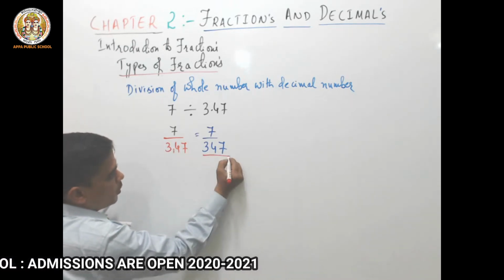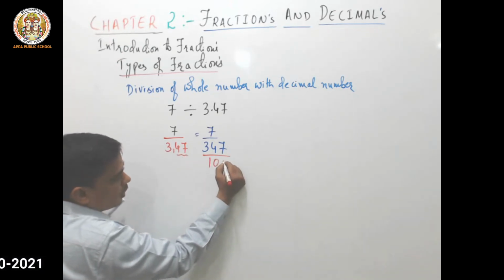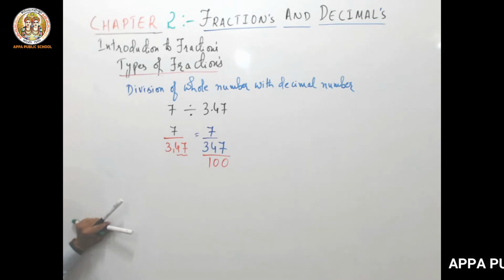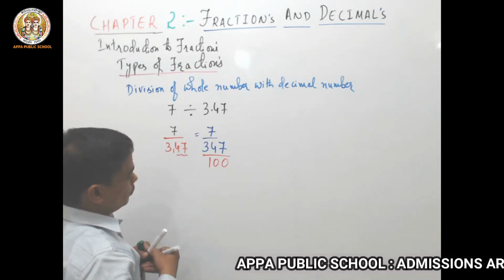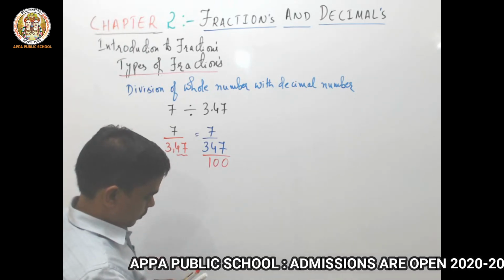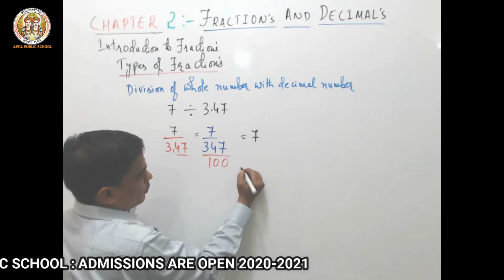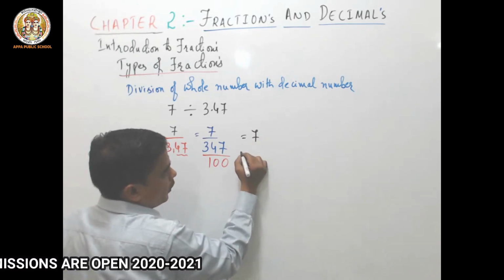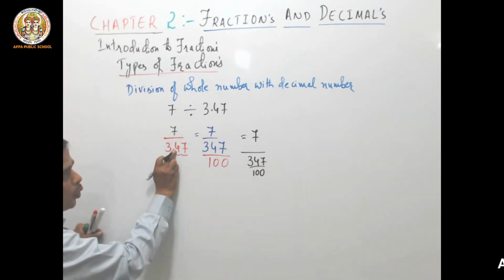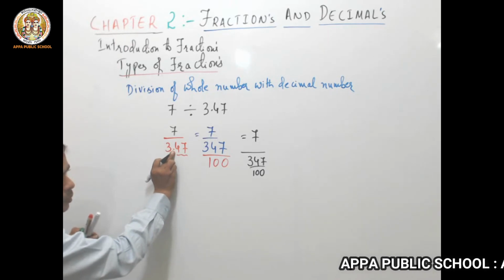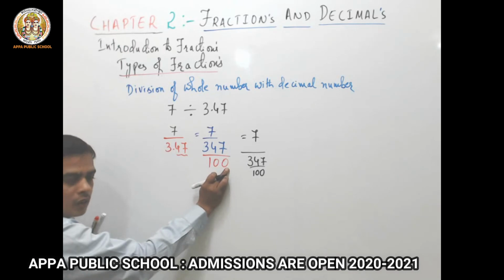If I want to remove the decimal point, wherever the decimal point is there, take it as 1. After the decimal point there are two numbers, so write 2 zeros. This 7 I will write as it is, divided by 347 divided by 100. Why? Because I have removed the decimal point here, and after the decimal point there are two numbers, so I take 2 zeros.